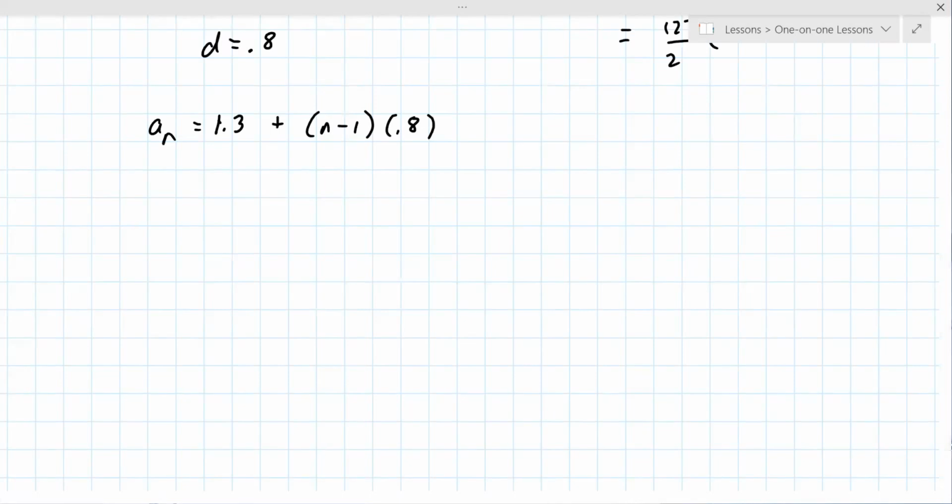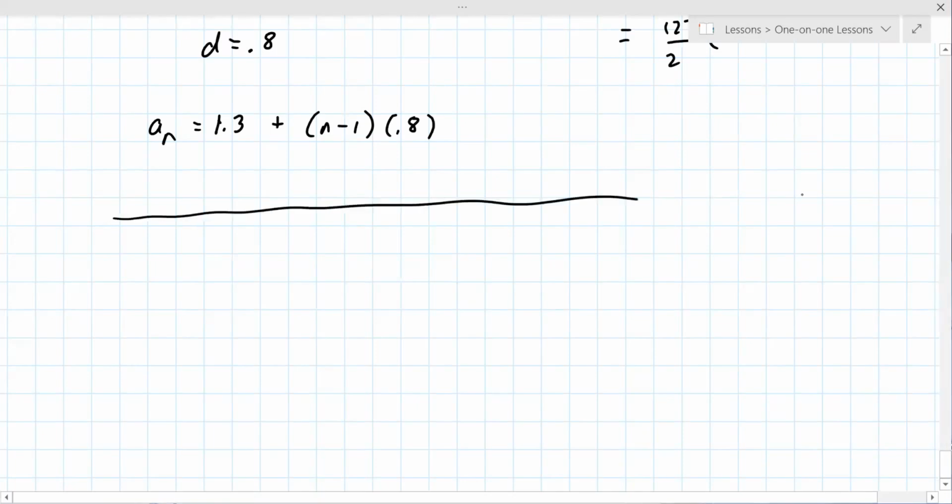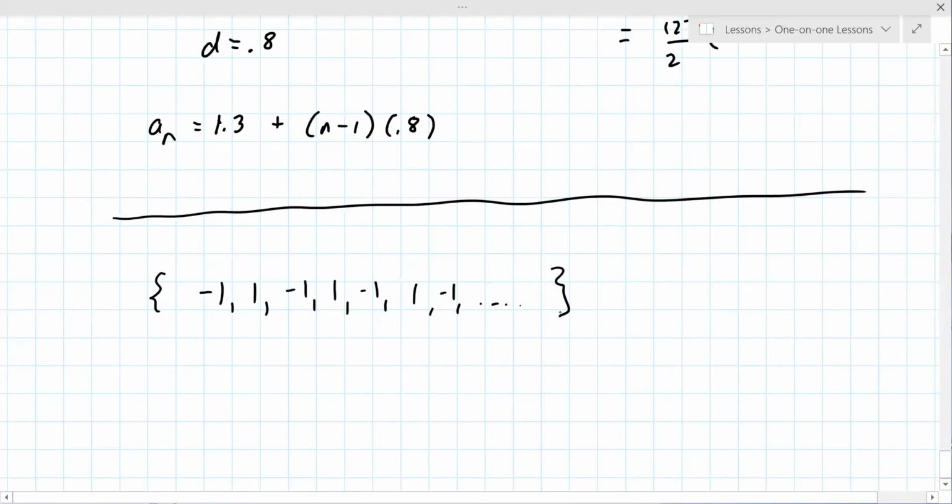Okay, so let's just say I gave you another sequence here. I said, okay, it's minus 1, 1, minus 1, 1, minus 1, 1, minus 1 forever. And I wanted the sum of the first 100 terms.